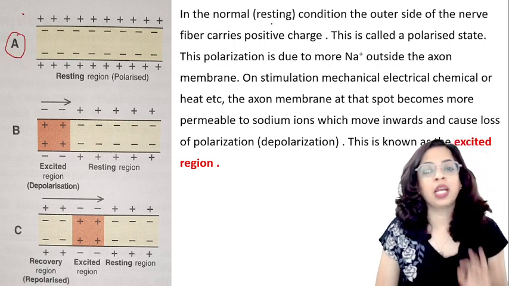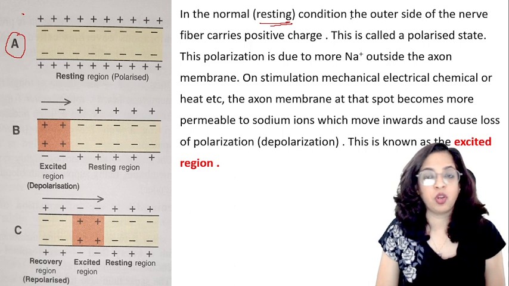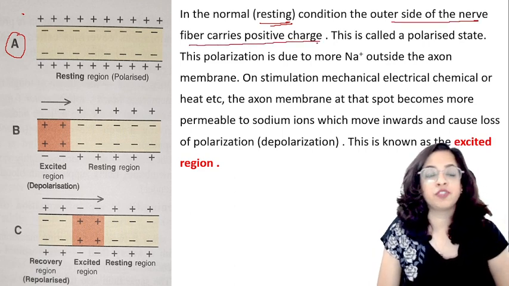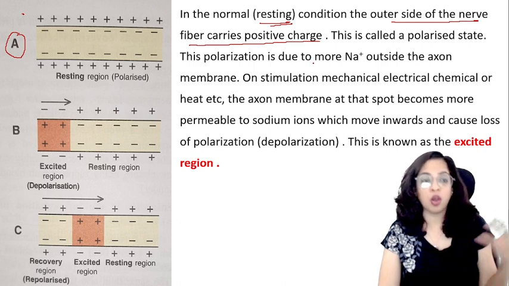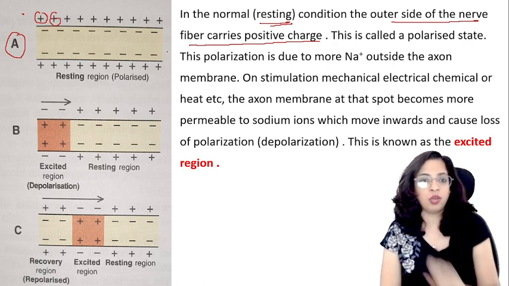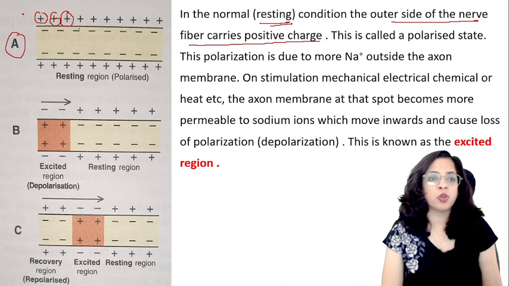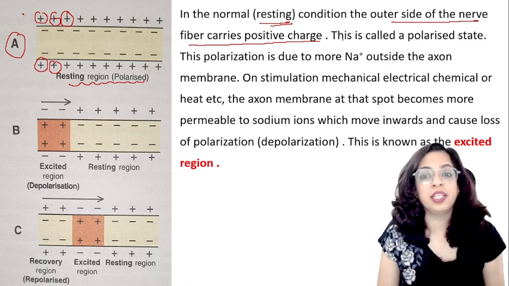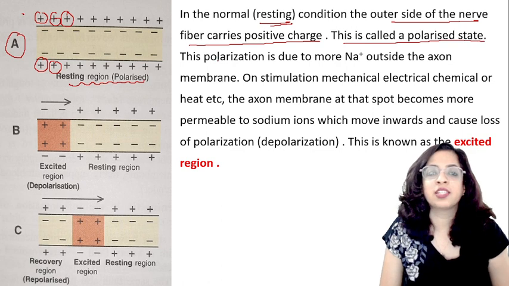So in the normal condition, or the resting condition as we call it, the outer side of the nerve fiber carries a positive charge. Whenever there is a nerve, the outer side of the nerve carries a positive charge. Can you see? This is a nerve, this pale yellow colored, and the outer side is all positive. So this is a resting region in which the nerve fiber is said to be polarized. This is called a polarized state.